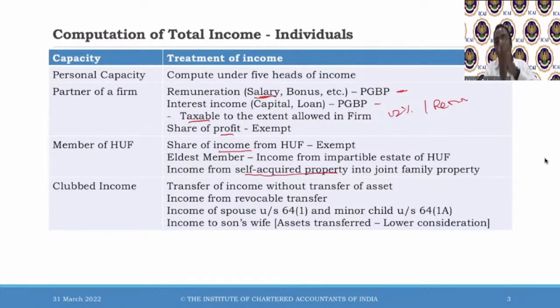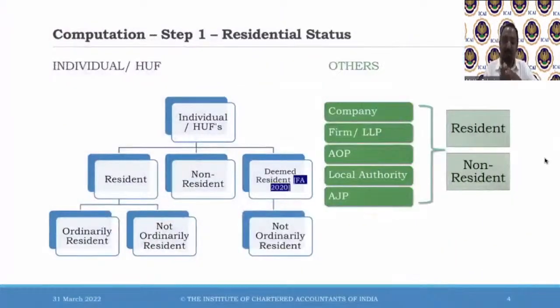So now going back to the steps that we are talking about. We said the first step itself is to compute residential status. So the residential status for individuals and HUF is 3 categories, or in fact, I will have to say it is 4 categories. So you have resident, you have non-resident, and in resident, you have ordinarily resident and not ordinary resident, right? So you have 3 here.